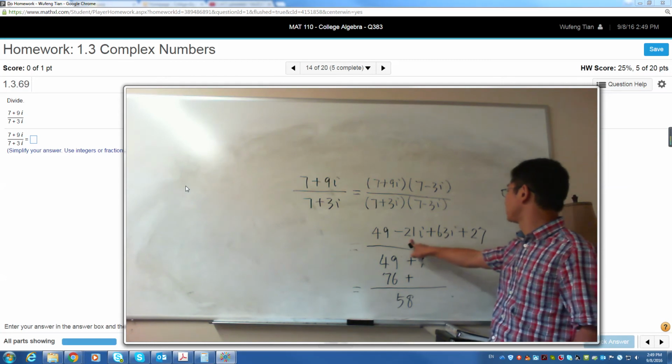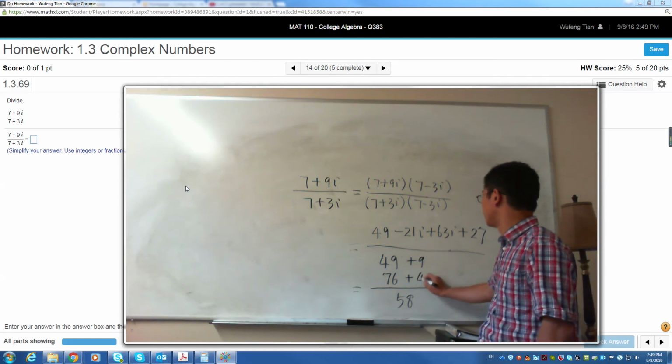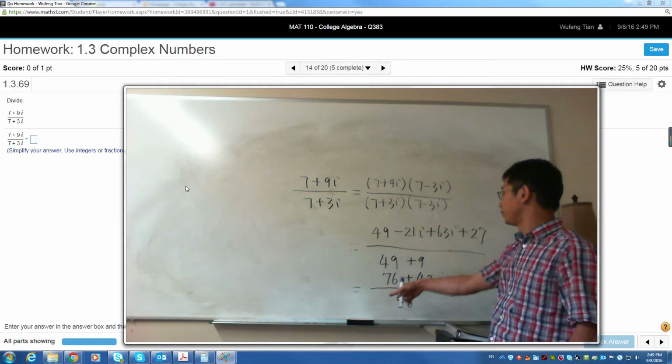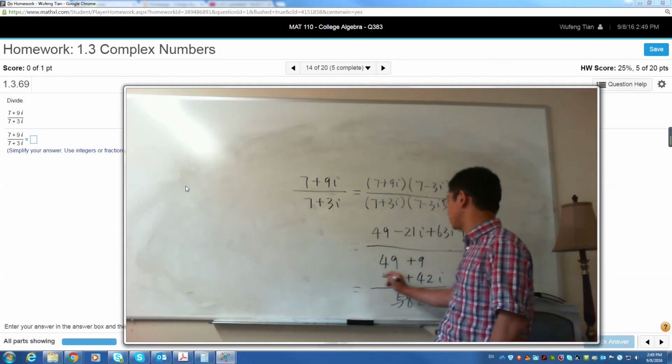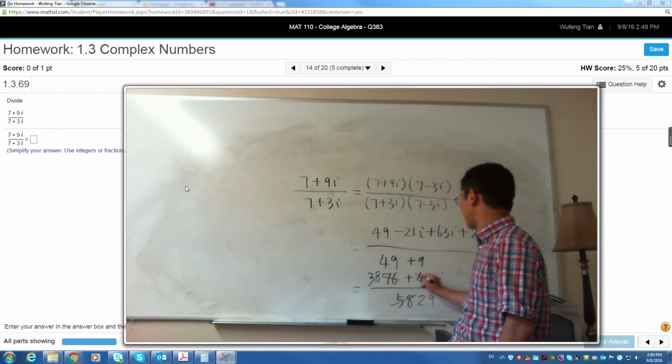Plus this one minus this one is 42i. Oh, we can reduce everything by 2, so it's 29. Reduce this by 2 is 38. Reduce this by 2 is 21.